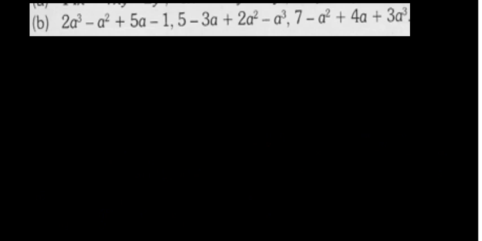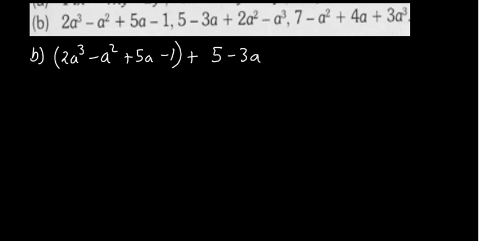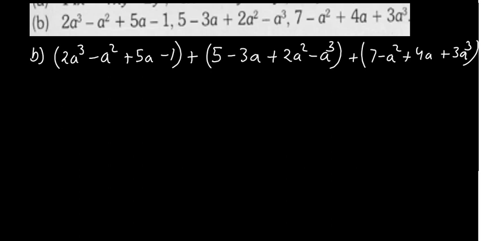So we will write them in the order of addition. 2a cube minus a square plus 5a minus 1. This is our first group. Then we have 5 minus 3a plus 2a square minus a cube. This is our second group. Then we have 7 minus a square plus 4a plus 3a cube. This is our third group. So we'll open the brackets now.